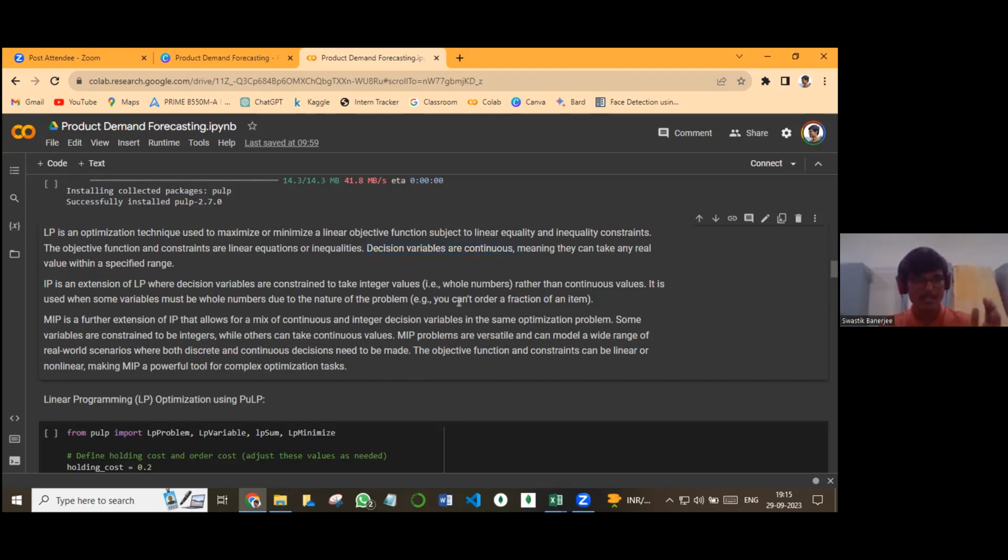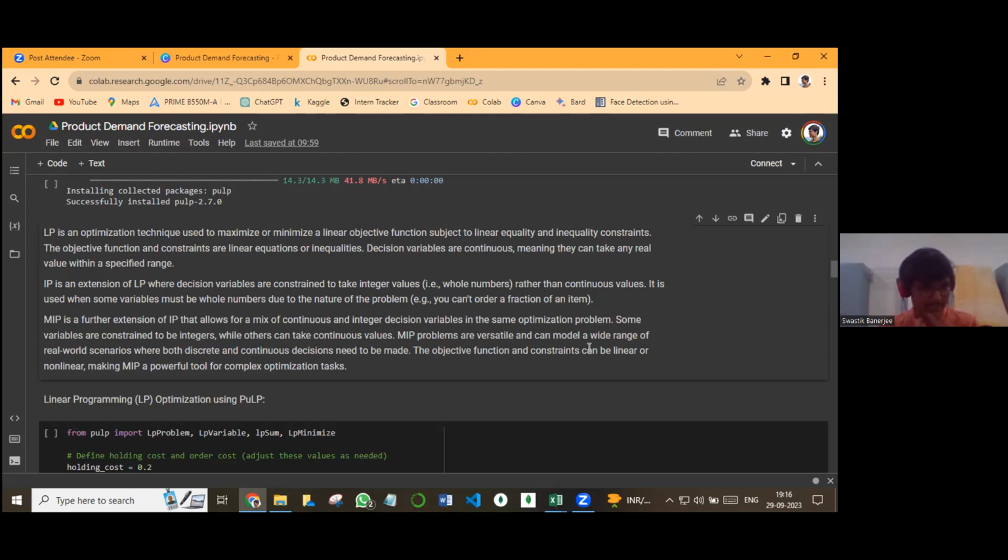When is IP used? It is used when we have integer values, that is whole numbers rather than continuous values. If a data set has fully continuous values, we take LP. If a data set has fully integer values, we take IP. And MIP is the advanced version of both of them, where we have a mix of continuous and integer decision variables in the same optimization problem. So these are the scenarios where we use LP, IP, and MIP. Although in our case, we have implemented all three of them, and we have tested the net generated profit for all three.